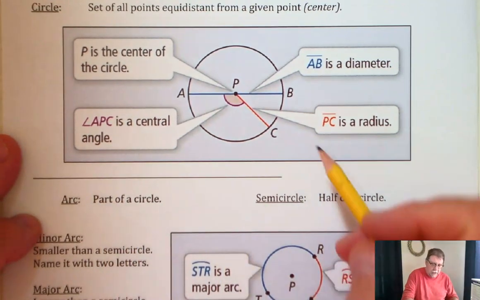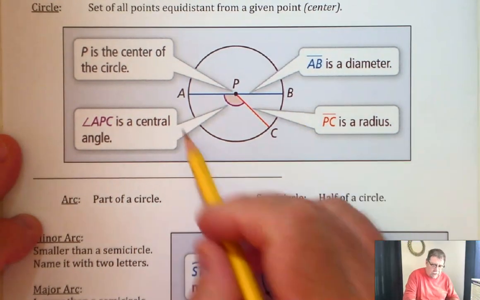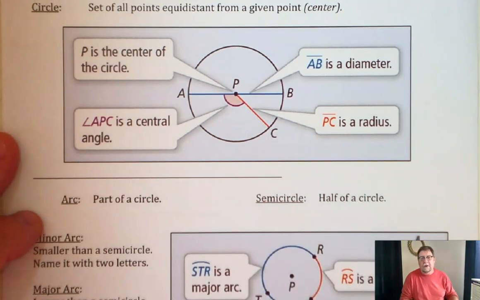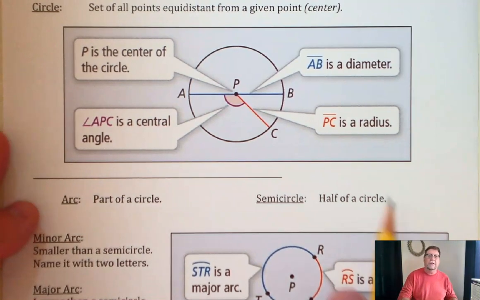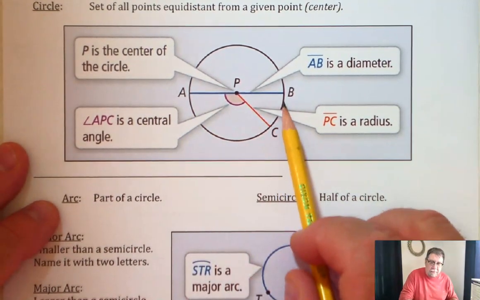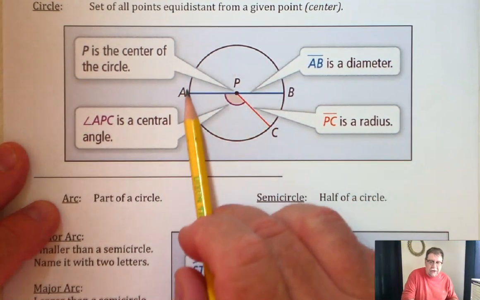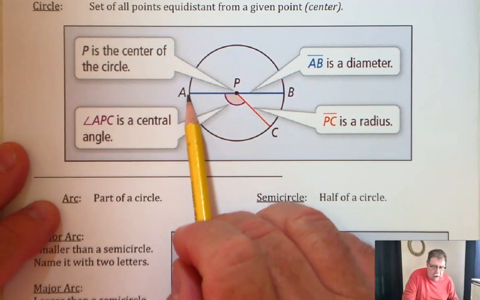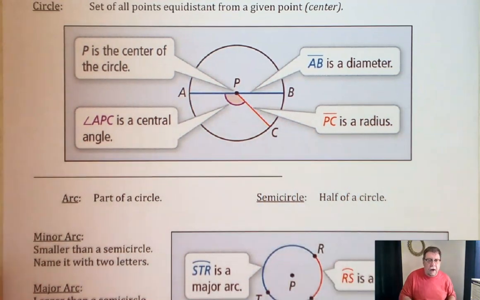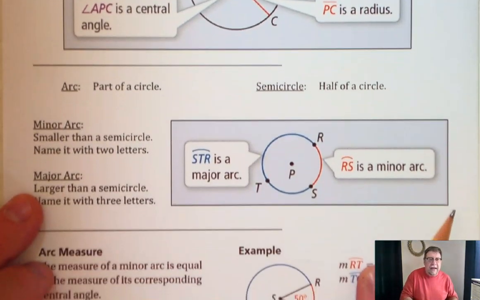So an arc is part of a circle. So this is an arc. This is an arc. A major arc is bigger than half of the circle. A minor arc is less than half of the circle. So this is a minor arc. This is a minor arc. This is a semicircle. If we go from A all the way through B to C, that's called a major arc. And so we have that down here.